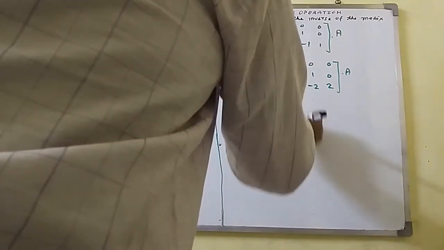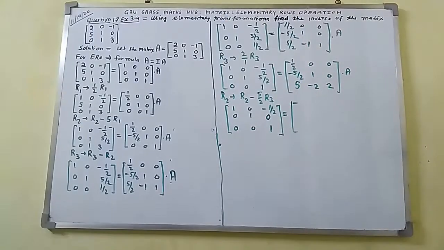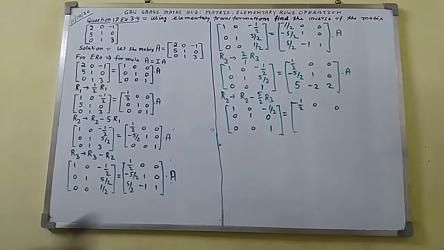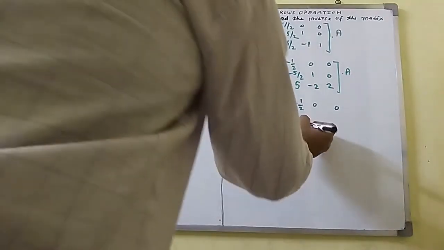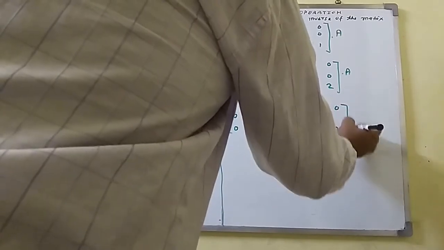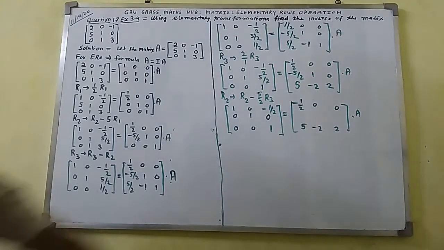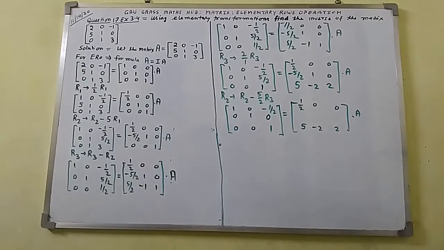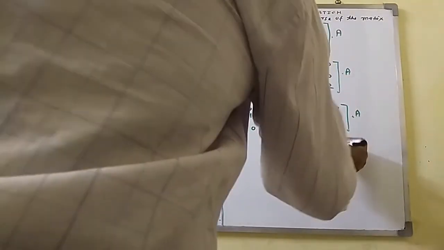The elements of the first row will be written as it is: 1 over 2, 0, 0. The elements of the third row I shall write as it is: 5, minus 2, 2, times A. The elements of the second row I shall write here. Let me just calculate, doing some rough work here with R3.